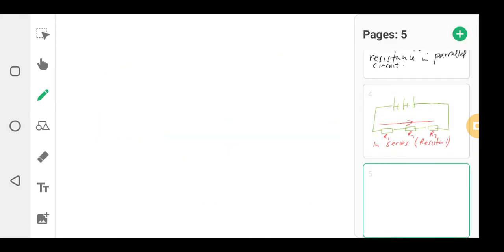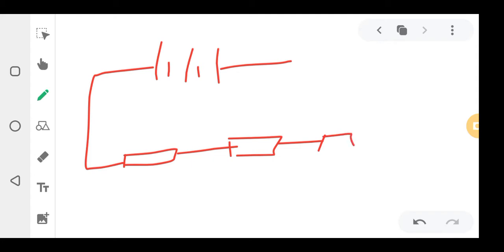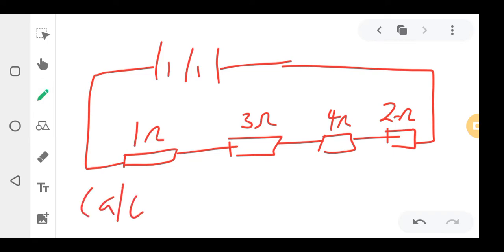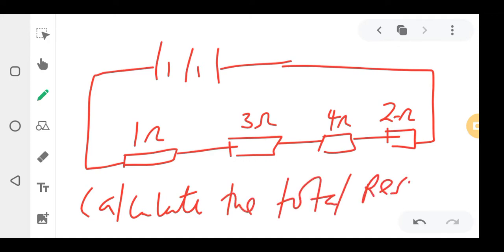So for example, in the exam, if they bring you resistors like this, and this one is 4 ohms, and then this one is 2 ohms. Let me put this one as 1 ohm, and then they say calculate the total resistance. So how do you calculate the total resistance?